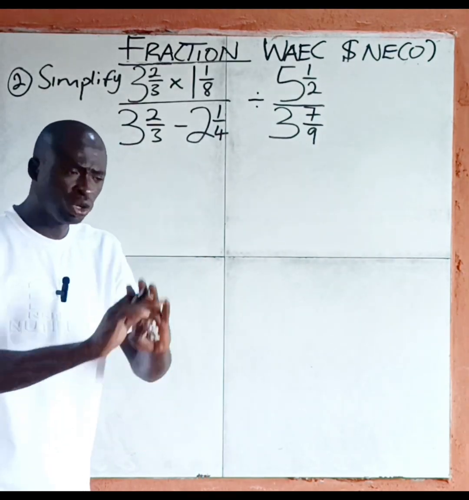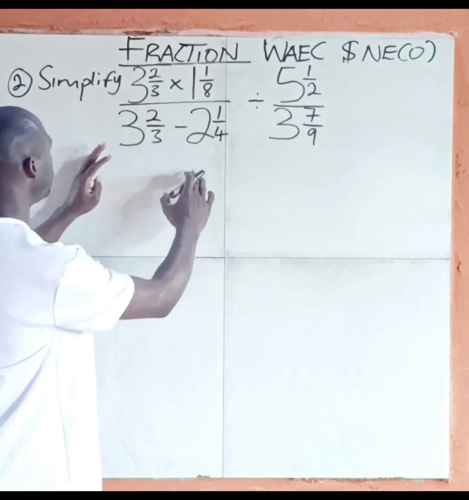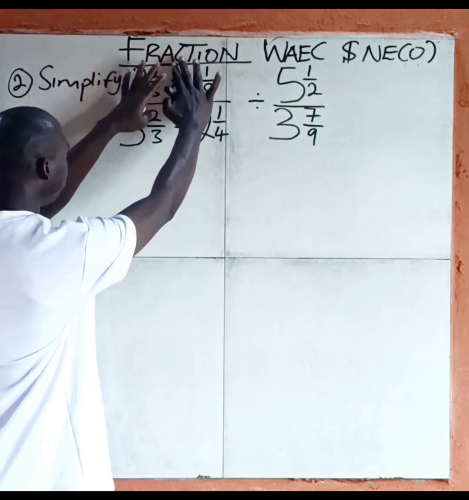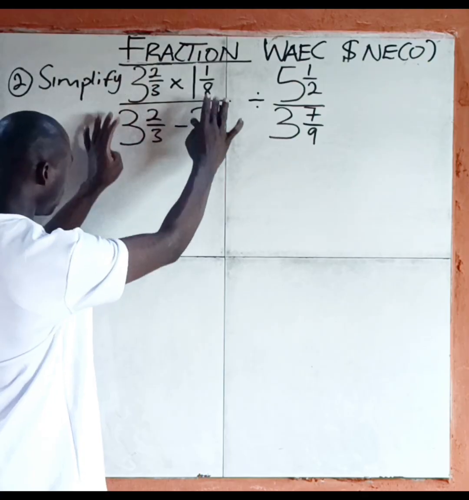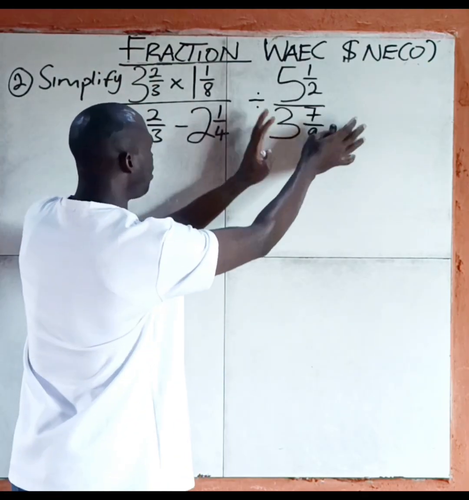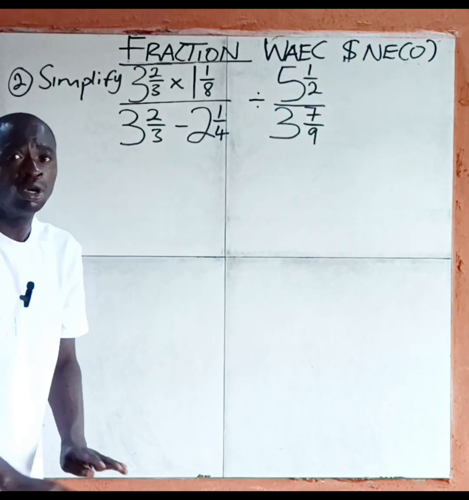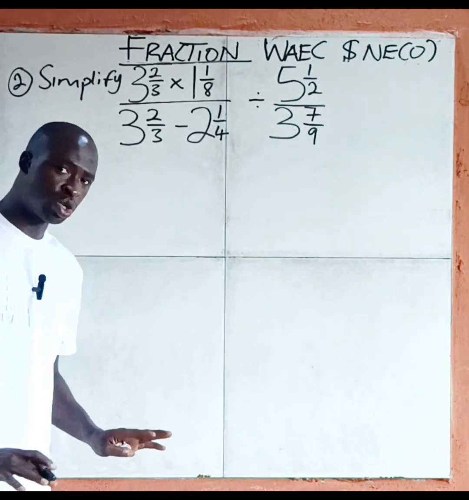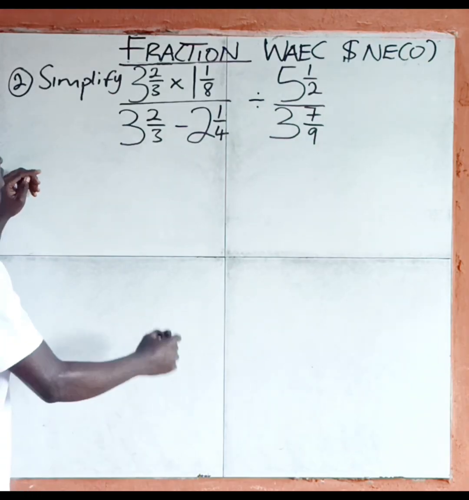Like I earlier said, learn to interpret your question before you start solving. If you check this thing carefully, what they are saying here is you work on this whole thing, you work on everything you have here, before you effect this division sign and turn it to a multiplication sign. Always try to interpret your question, or else you may make a mistake. Now, with that being said, we'll go straight and start resolving the question.